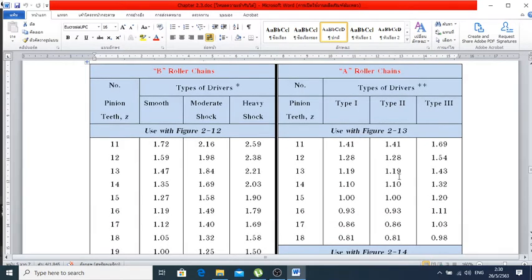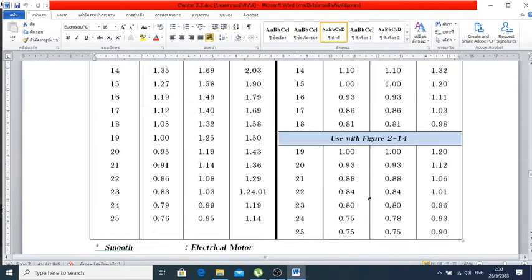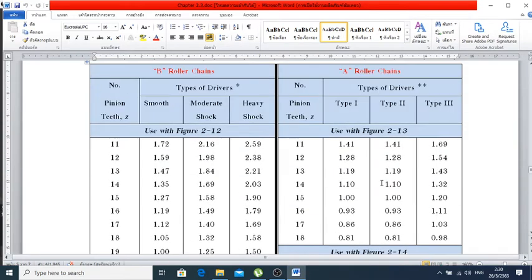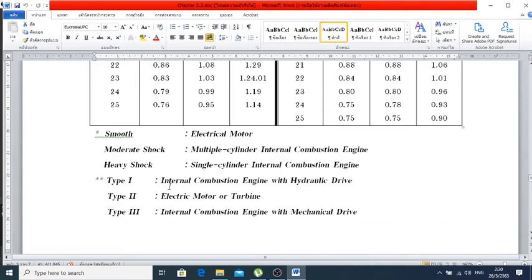And on the right hand side, we have two categories anyway. We have the low number of pinion teeth and the high number of pinion teeth. And we have type 1, type 2, and type 3, respectively. Let's see type 1, ICE with hydraulic drive. Hydraulic drive means the ICE is going to drive the pump, and the pump is going to drive the motor with fluid motion. So the vibration can be absorbed by the fluid, and everything is going to run very smooth, like the electric drive.